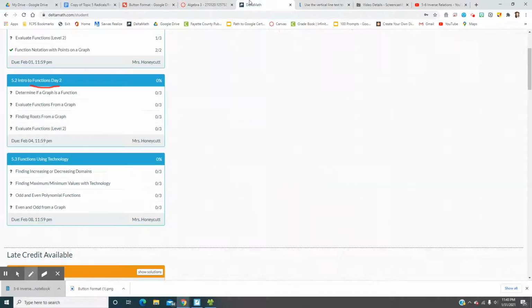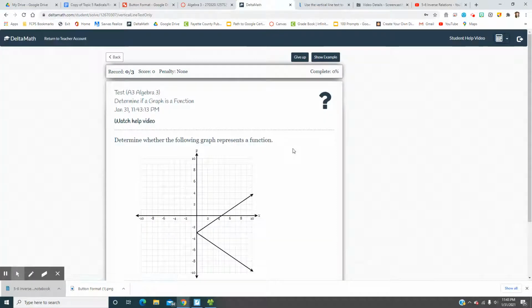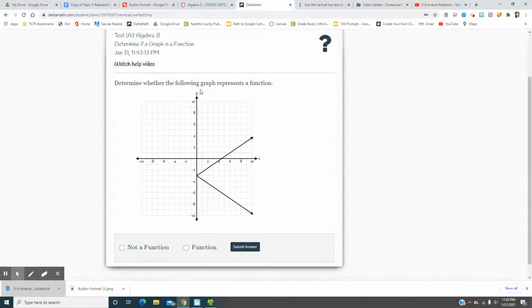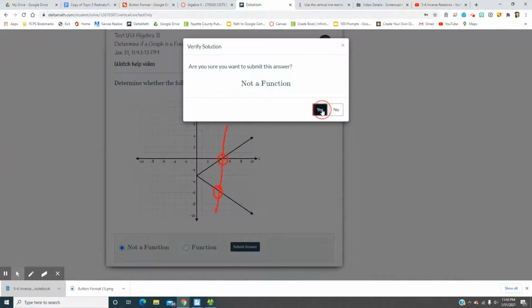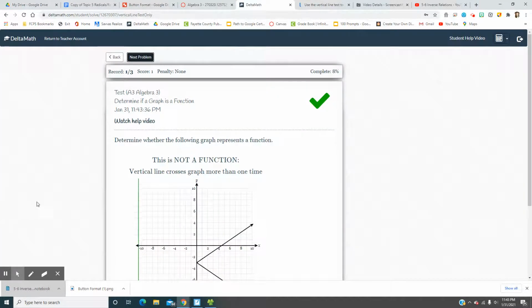So let's see some of the questions you'll have today. You'll have first to determine if a graph is a function. So I want to determine if this graph represents a function. I'm going to use the vertical line test. I'm going to draw a vertical line and see if that would hit the graph more than once. This vertical line hits the graph once, twice, so I'm going to select not a function. Nice. See, the vertical line hits it more than one time.